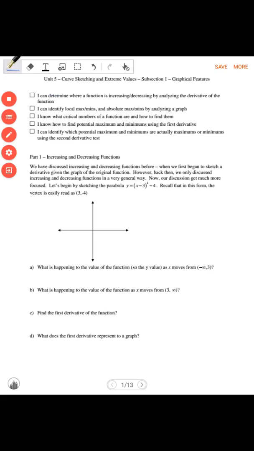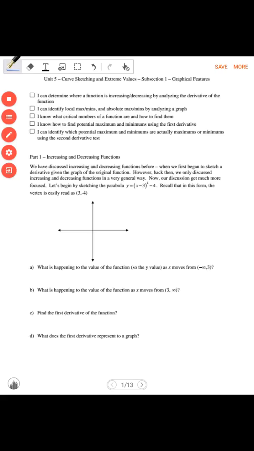I can determine where a function is increasing and decreasing by analyzing the derivative of the function. You're going to be able to identify local max and mins and absolute max and mins by analyzing the graph. You're going to learn something called critical numbers of a function and how to find them. How to find potential maximum minimums using the first derivative. And you're going to be able to identify which potential maximums and minimums are actually maximums or minimums using the second derivative test.